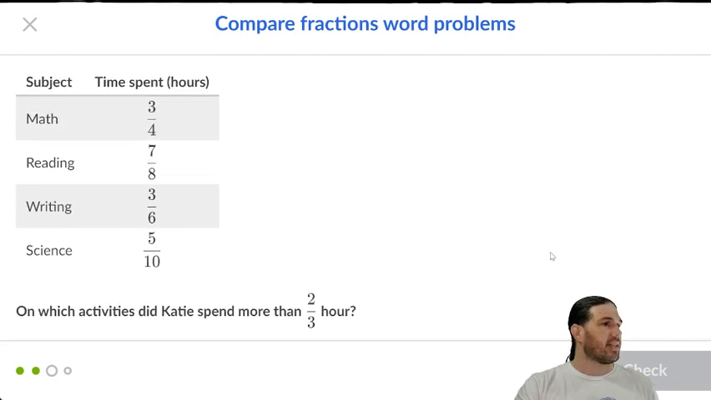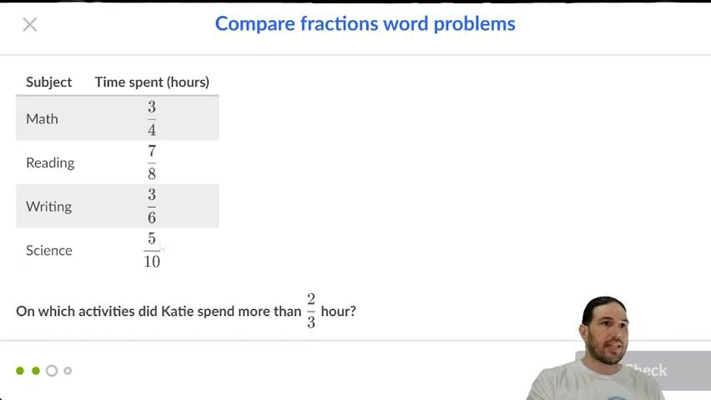On which activities did Katie spend more than 2/3 of an hour? More than 2/3 of an hour. Okay. Well, let's look at each of these. Are there any of these that I can throw out right away?